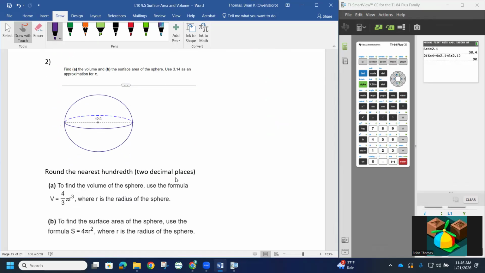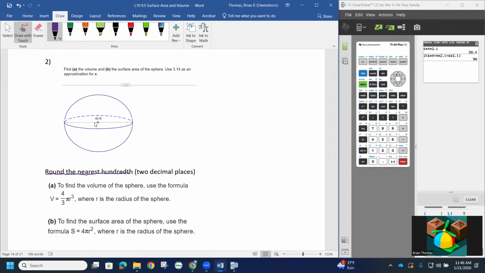Also, the directions say round to the nearest hundredth. So when 3.14 is involved, usually they round to the nearest hundredth. This means round two places past the decimal. We'll talk more about rounding as we get into the problem. So our formula is going to be 4/3 times pi times r cubed.